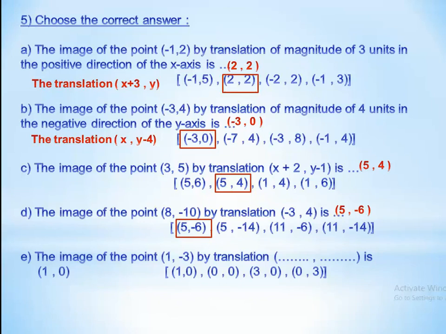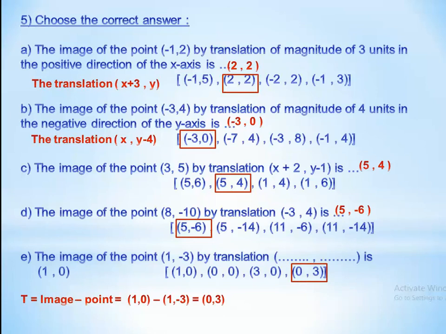The image of the point 1 and negative 3 by translation, he didn't give me the translation. The image is 1 and 0, and the main point is 1 and negative 3. Do you remember the rule? Image equals point plus translation. So if I want to calculate the translation, it will be image minus the point. So 1 and 0 minus 1 and negative 3. 1 minus 1 is 0, and 0 minus negative 3 will be 3. So the translation is 0 and 3.